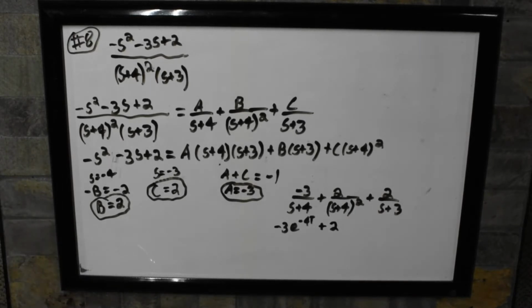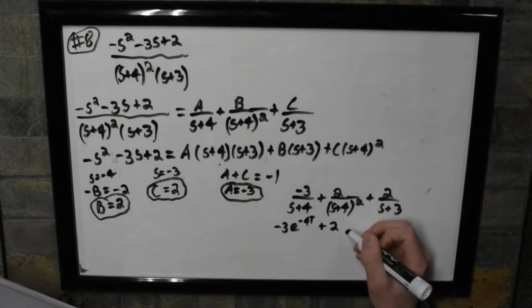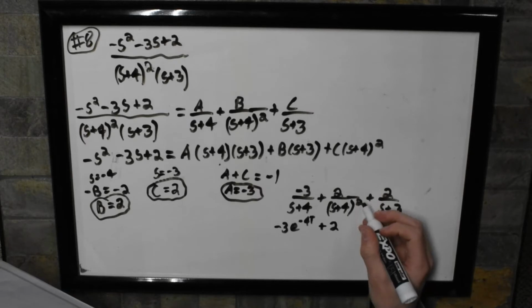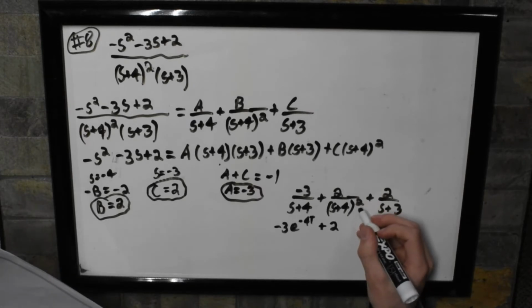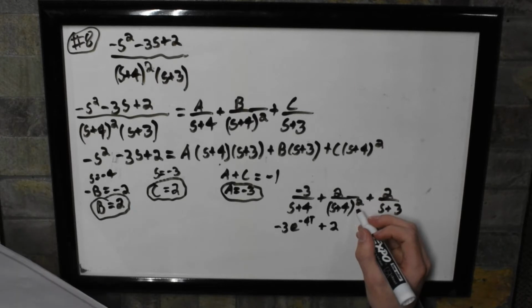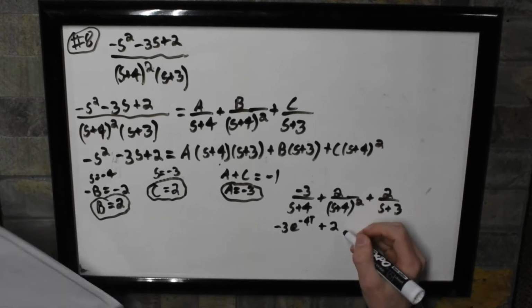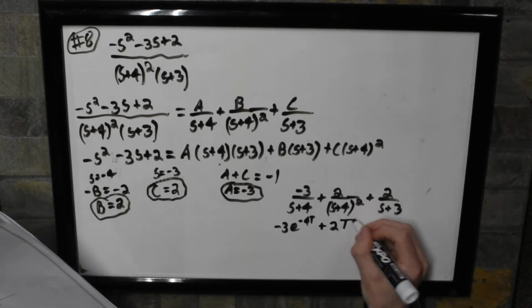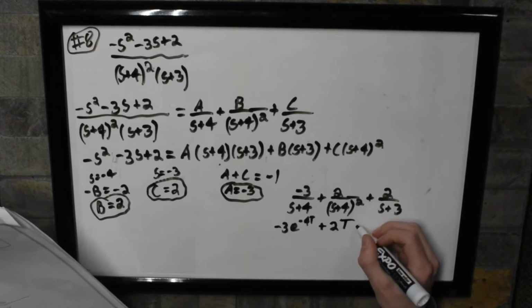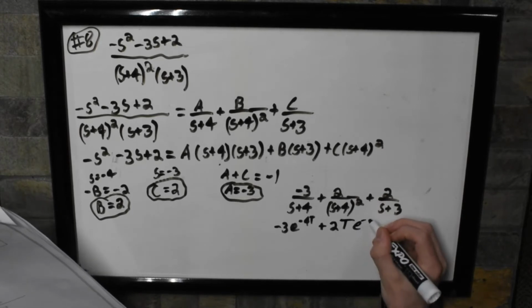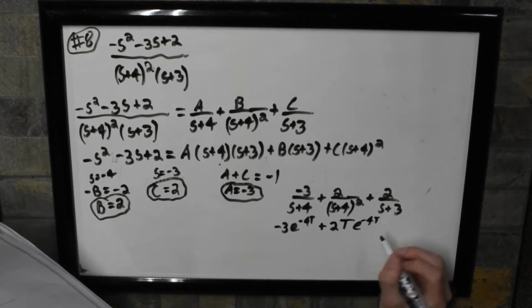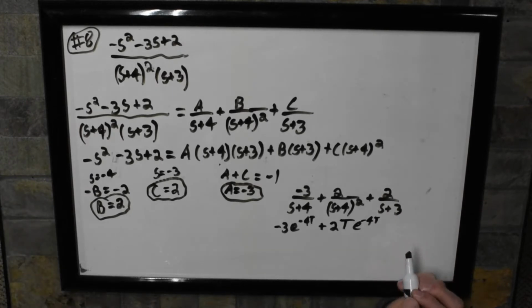So we have e to the negative 4t times negative 3, plus 2 over s plus 4 squared. Well, this follows the e to the alpha t times t to the n, where n would be 1 because this term right here, s plus 4 squared, is s plus 4 to the n plus 1. So n would by default be 1. So we have t times e to the alpha t. Alpha is again negative 4 because we have a double negative.